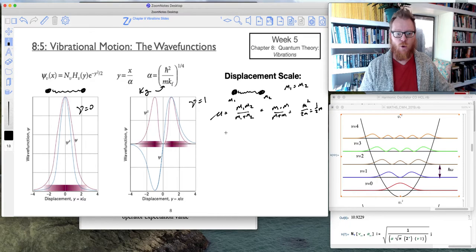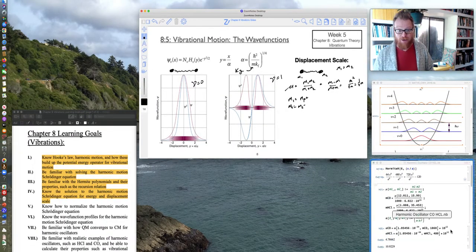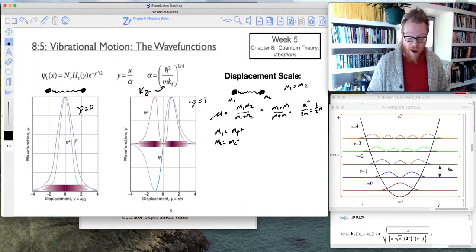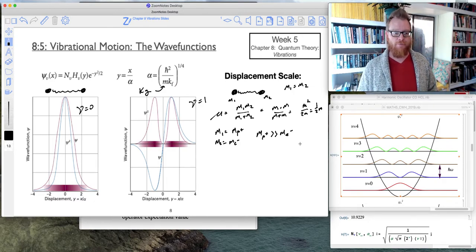And I'm going to draw up a cool example. What if my mass 1 is, I'll say, the mass of a proton, and what if my mass 2 is the mass of an electron? Well, those two masses are very different. They're different by a factor of about 1,000. So the mass of the proton is much, much greater than the mass of an electron.